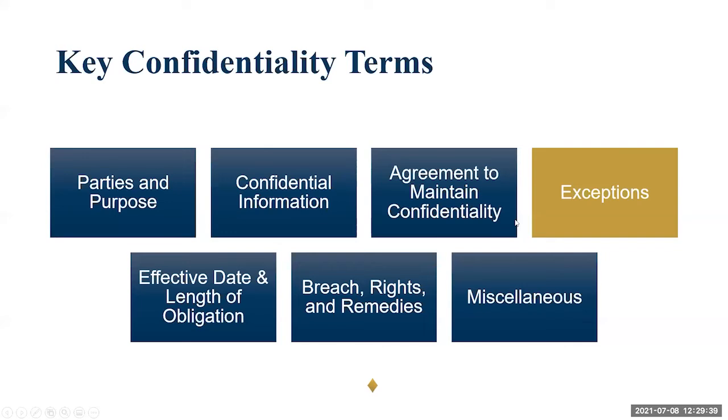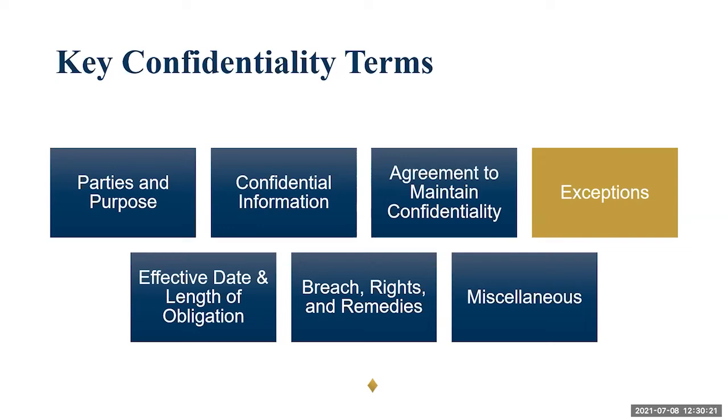Now, there are certain exceptions that we will see in confidentiality agreements where certain information is not considered confidential, for example, or where disclosure may occur outside the scope of the agreement itself. So if there is information that is already publicly available, that is not considered confidential information. Or if it became available during the course of employment or engagement, that is not confidential information.